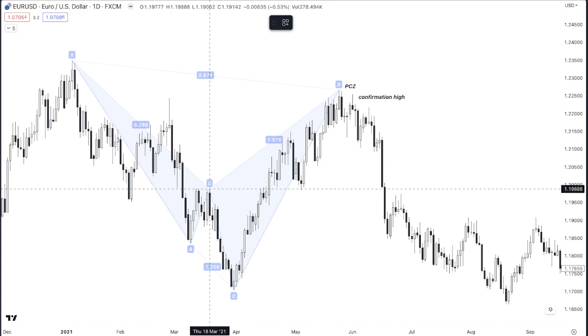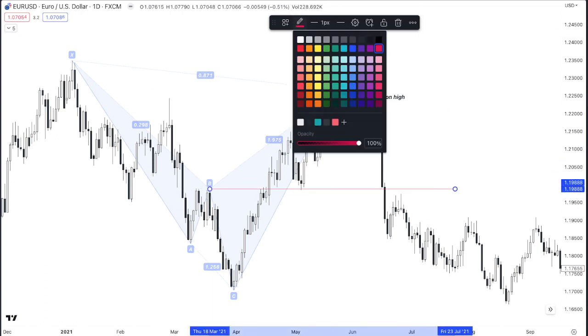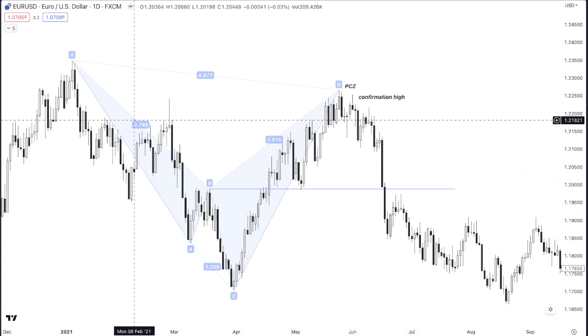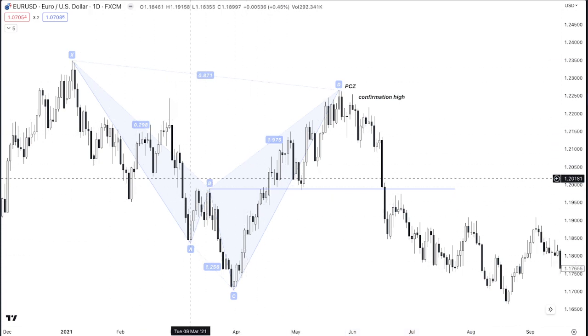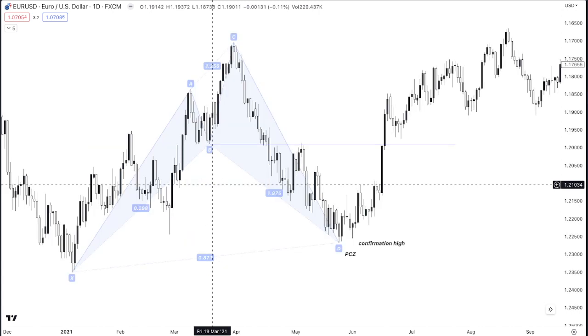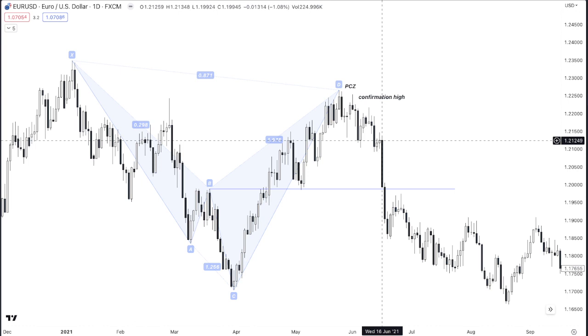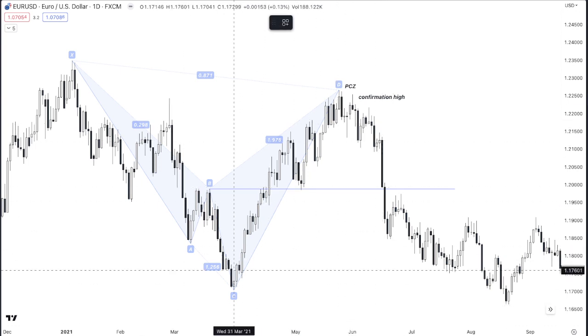Your first target again would be B. It's always going to be that middle section or that inverse key reaction point in terms of when we're bullish, it's higher up here. When you're bearish, it's going to be lower. So that would be TP1, which we smashed on the way down.